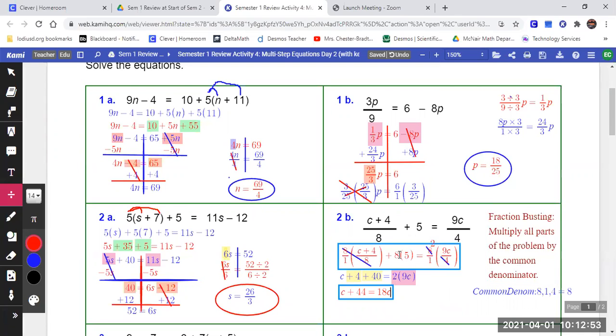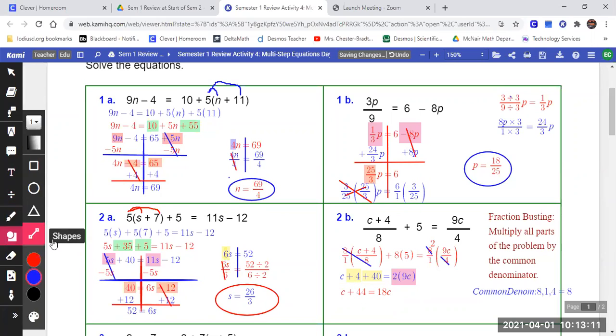That 2 times 9c came because I did this fraction buster. I multiplied every single piece by 8 to make an equivalent equation that didn't have a fraction anymore. And the 4 on the bottom here simplified the 8 to a 2. That's why it's 2 times 9. All right. I now can do my balance beam.